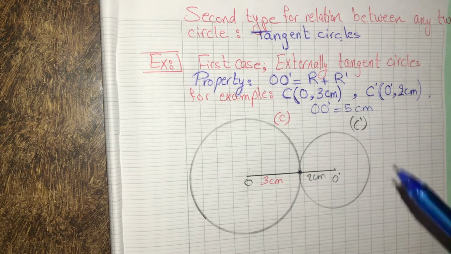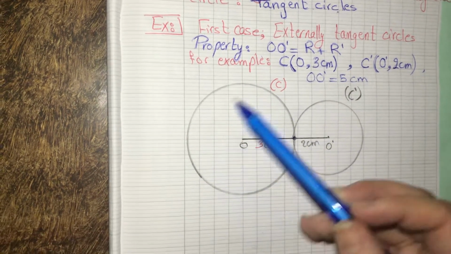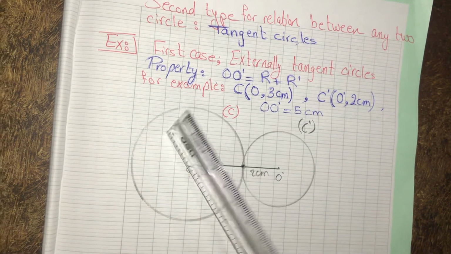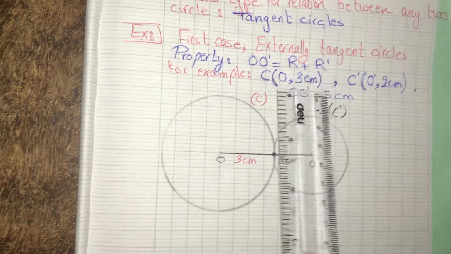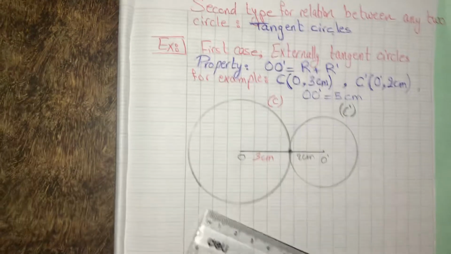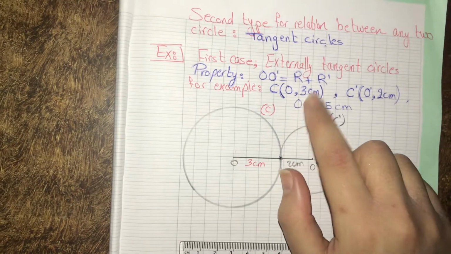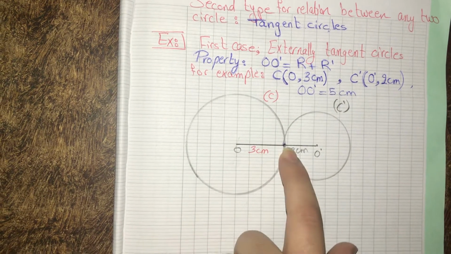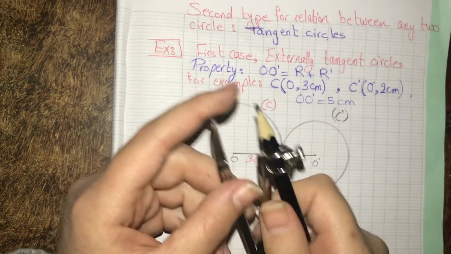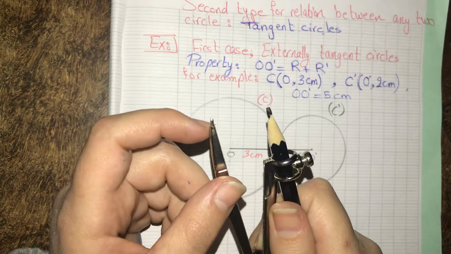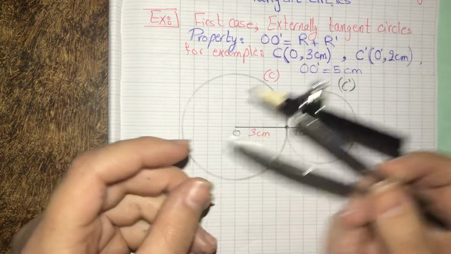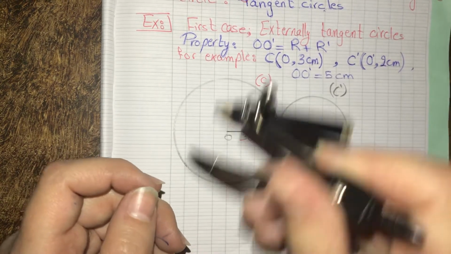So I have already drawn the first circle. The first step is to draw the circle that has the larger radius. Okay, so I draw 3 centimeters. I open the compass at 3 centimeters as radius, then I put the needle at the center and then I draw it.